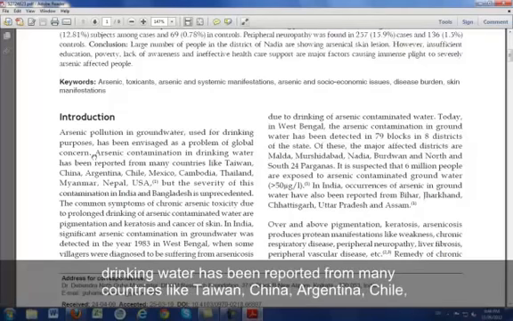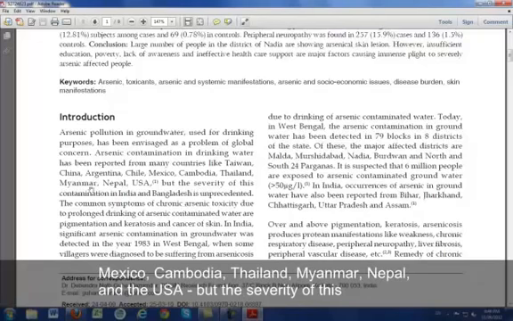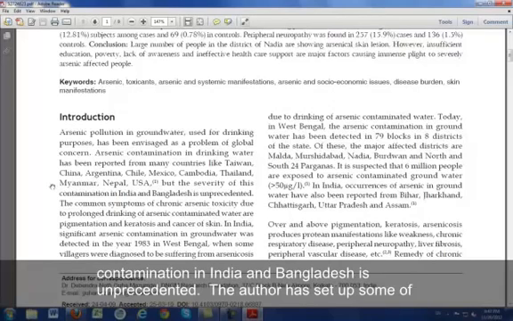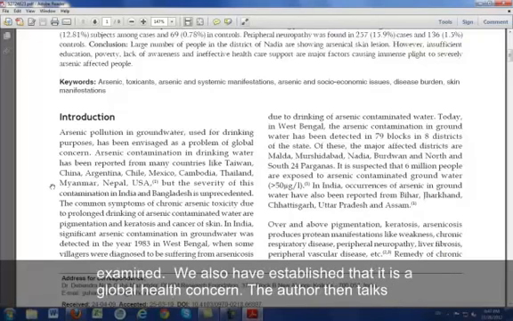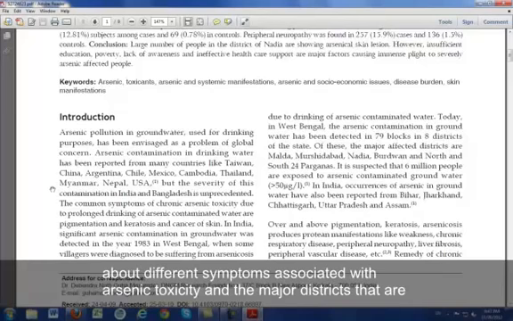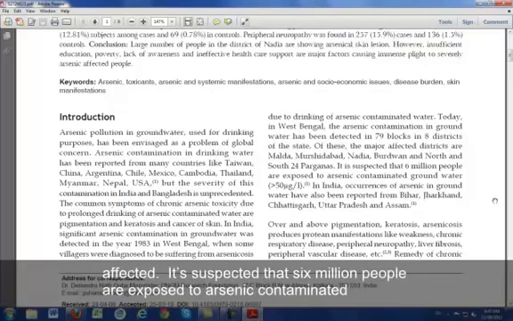Arsenic contamination in drinking water has been reported from many countries like Taiwan, China, Argentina, Chile, Mexico, Cambodia, Thailand, Myanmar, Nepal, and the USA, but the severity of this contamination in India and Bangladesh is unprecedented. The author has set up some of the context of why they're studying. We're looking at this particular population because it has yet to be examined, and we also have established that it's a global health concern. The author then talks about different symptoms associated with arsenic toxicity and the major districts that are affected by this area.